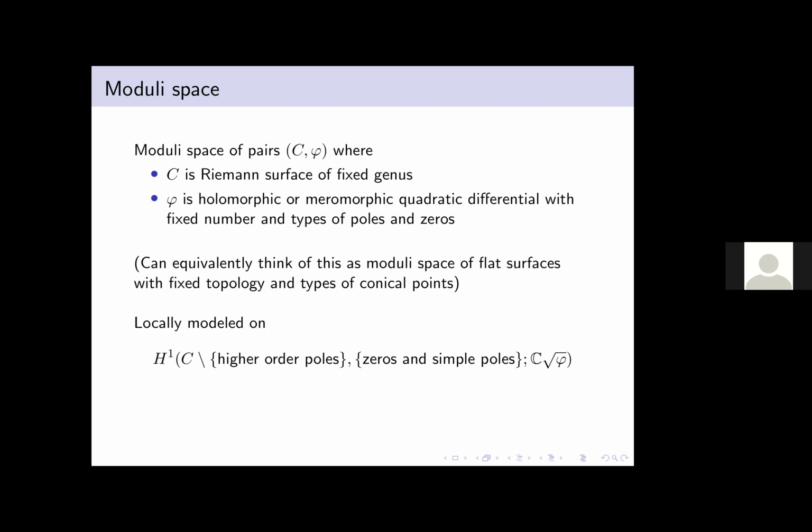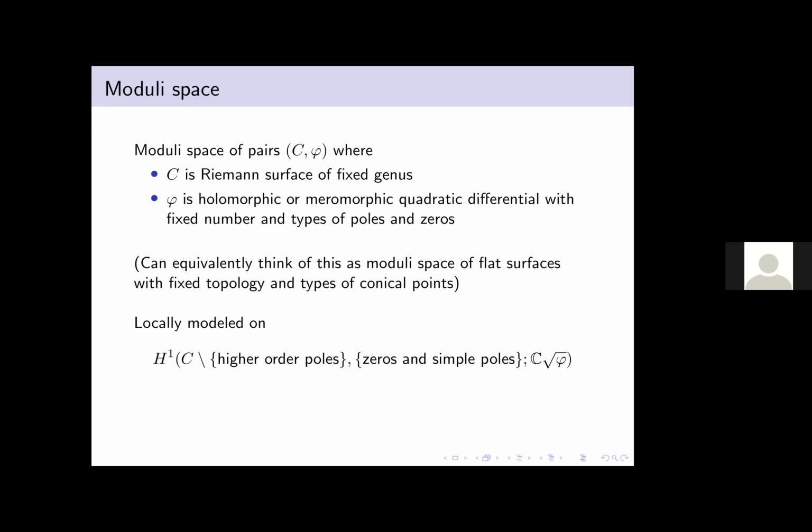Why is the strange choice of coefficients? I mean, that's because if you have a quadratic differential, then this is naturally what you can assign to it. If you compute some period of this quadratic differential, so you want to integrate it along some curve, then you need to choose a square root to get a one form. So the periods are only defined for these twisted coefficients.